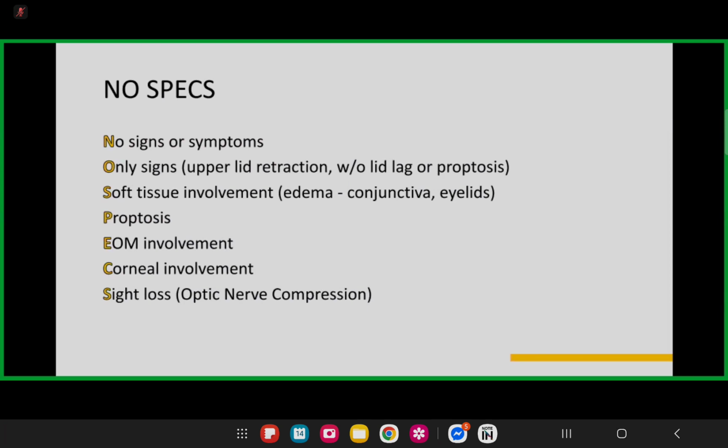So you would have decreased vision later. Decreased vision is initially due to corneal involvement, but later, once the muscles are very inflamed and compress your optic nerve, then you will have sight loss. Okay, so that's your mnemonic for thyroid eye disease. NO SPECS.